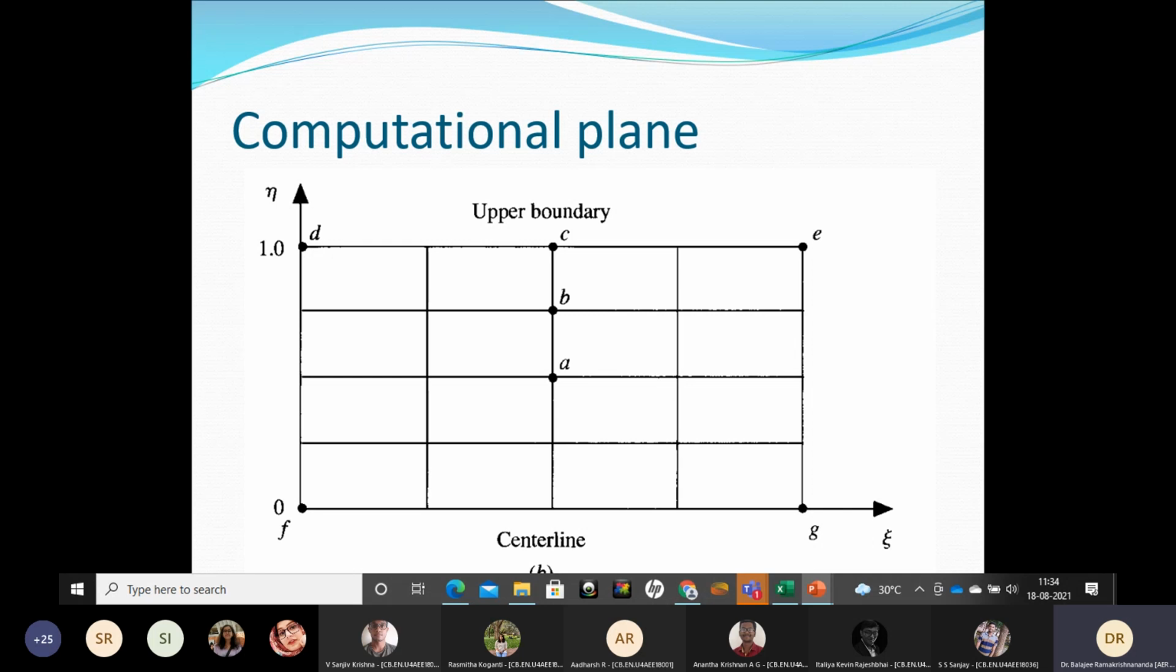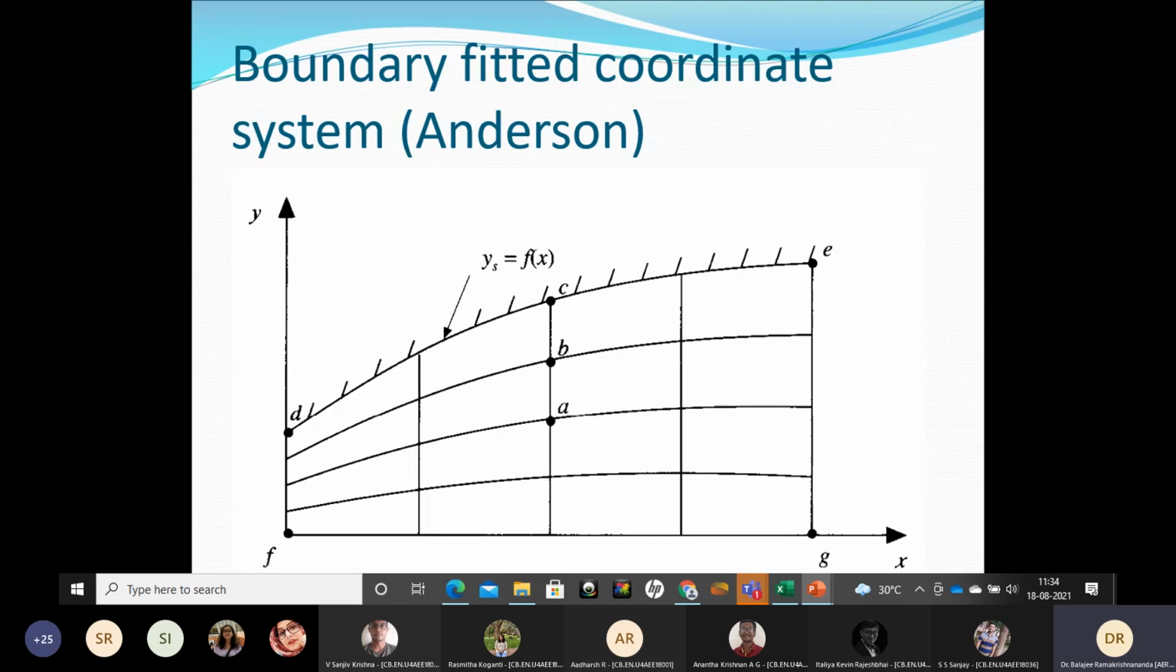D has moved up because here only the number counts, in the ξ, η plane: 0, 1, 2, 3, 4 in the ξ direction, and in the η direction also 0, 1, 2, 3, 4. That's all. They move like your indices, which are your ξ and η. So it looks like this in the computational plane. So this is a very easy to understand transformation.